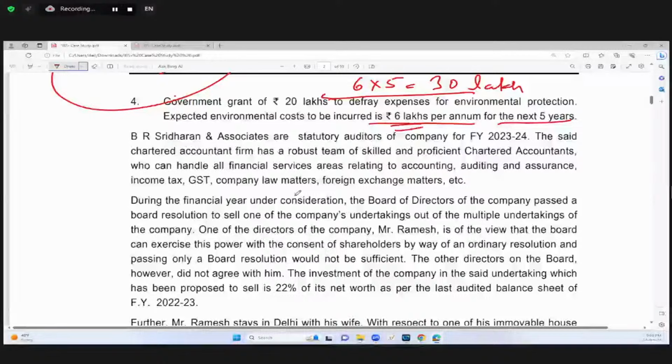BR Sridharan and Associates are the statutory auditors of the company for the financial year 23-24. This CA firm has an entire team of skilled and proficient chartered accountants who can handle the various areas relating to accounting, accountancy, auditing, then income tax, GST, company law matters. So this firm is having a lot of chartered accountants and they are handling their part in the firm. During the financial year under consideration, the board of directors of the company. The board of directors, whenever it comes, so law is involved here.